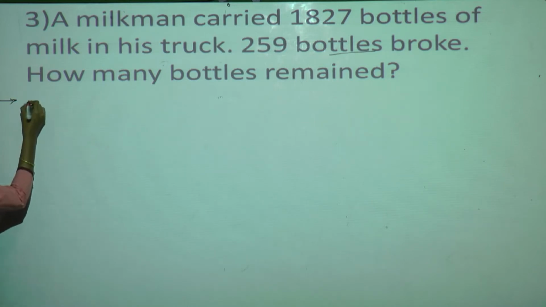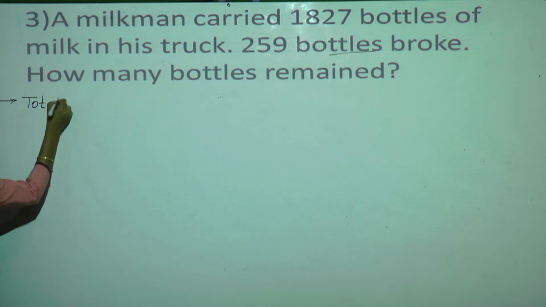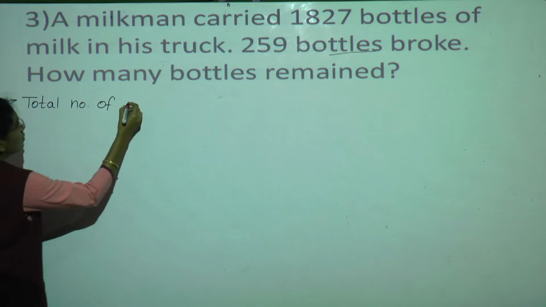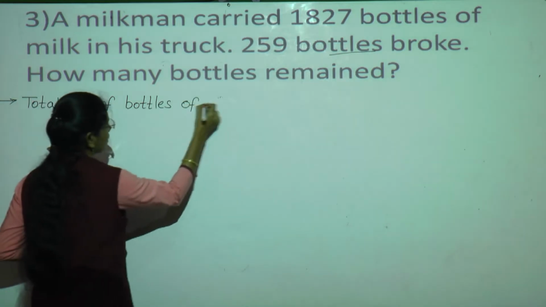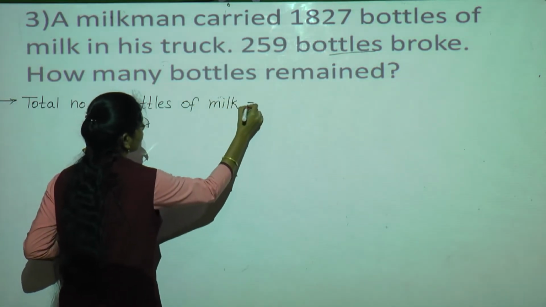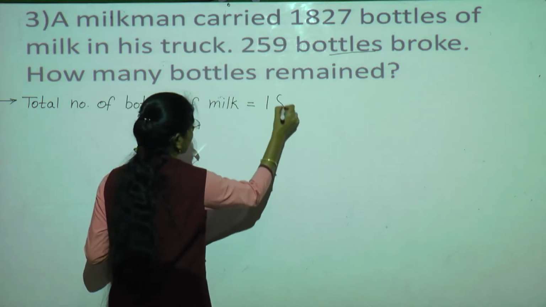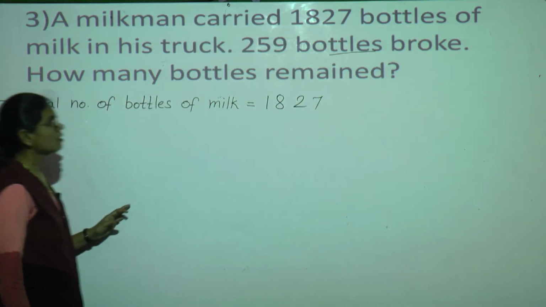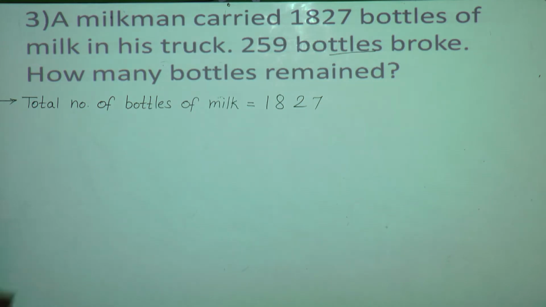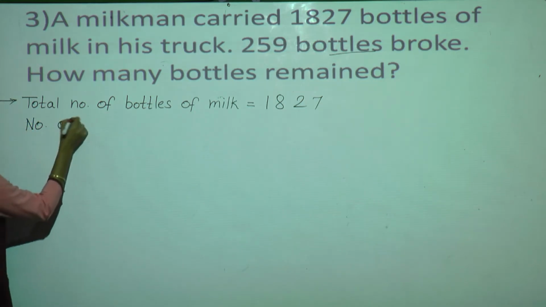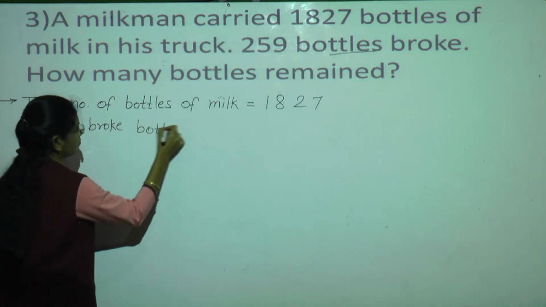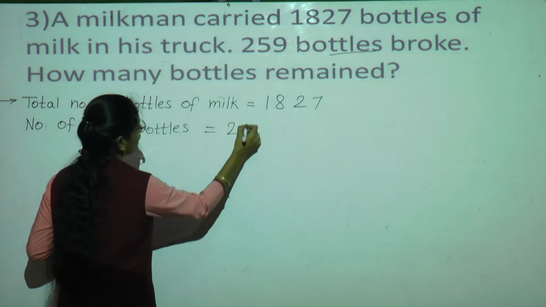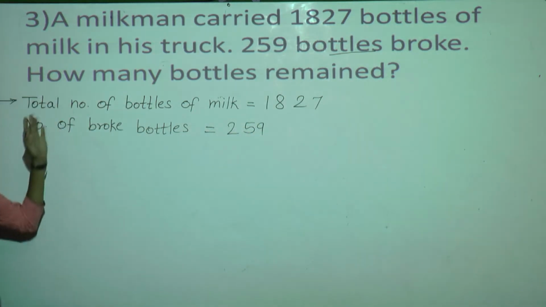So what will we write? Total number of bottles of milk first. How many bottles were there? Yes, 1827. Then how many bottles broke? Number of broke bottles. How many bottles broke? 259. And the question is, how many bottles remain? So let us do the subtraction now.